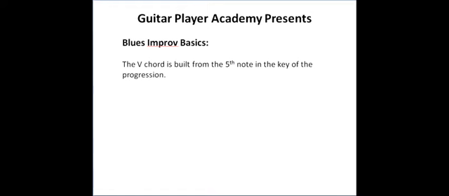The 5 chord is built from the 5th note in the key of the progression. The 5th note in the key of C is G. So as you might have guessed already, the 5 chord is G7. All right, there's 4 basic scales used to solo over those chords now. Let's take a look at each one at a time.